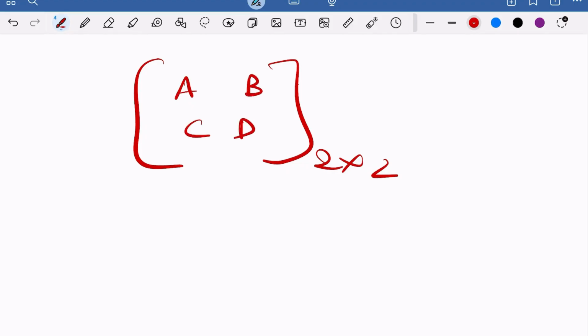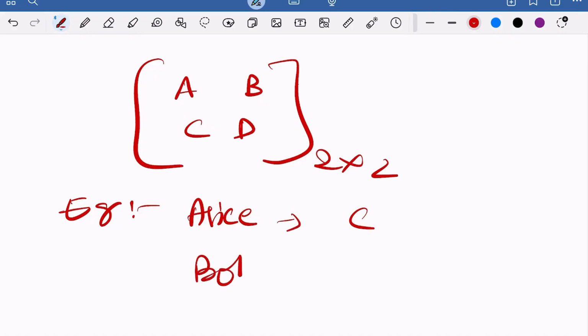The question states that each player has to remove one stone in their round, and the next player will have to select a cell which is adjacent to the cell previously selected by the previous player, or it can be the same cell. Now I'll give an example. Let's say Alice plays first and she selects C. So Bob has three options. He can select C, or A, which is adjacent to C, or D, which is adjacent to C.